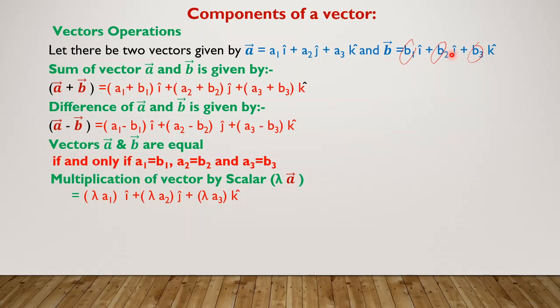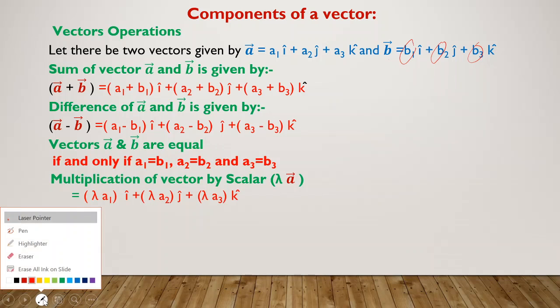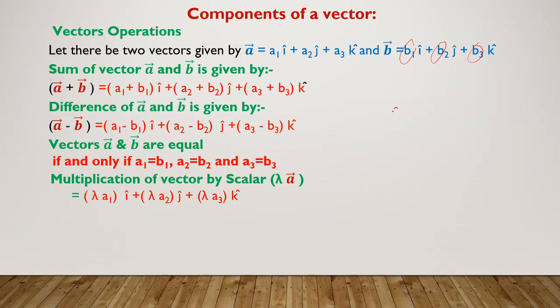The next one is multiplication of a vector by a scalar. Already we have studied, dear students, that if you multiply any vector with a constant, I mean a scalar, then, just imagine, I take vector A equal to 3i plus 4j plus 5k and multiply with the scalar 3. Then you get 3 into 3 is 9, 3 into 4 is 12, 3 into 5 is 15. This is the way of multiplying a given vector by a constant number, here by a constant lambda.